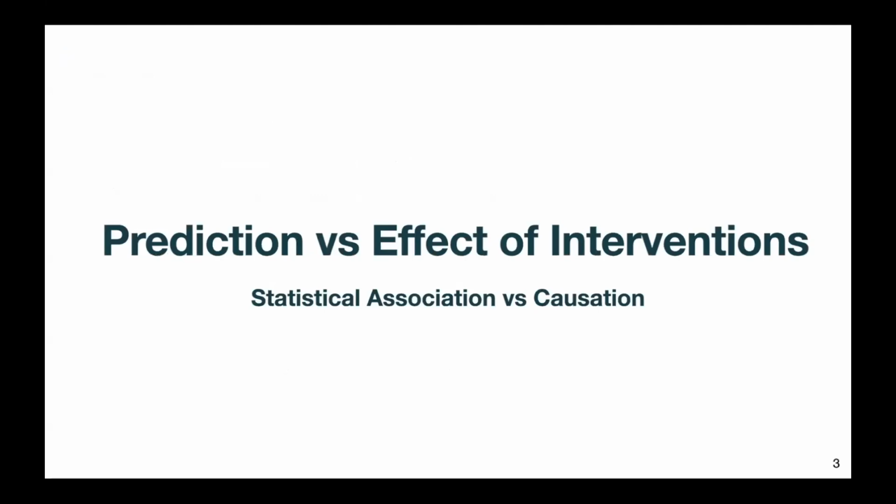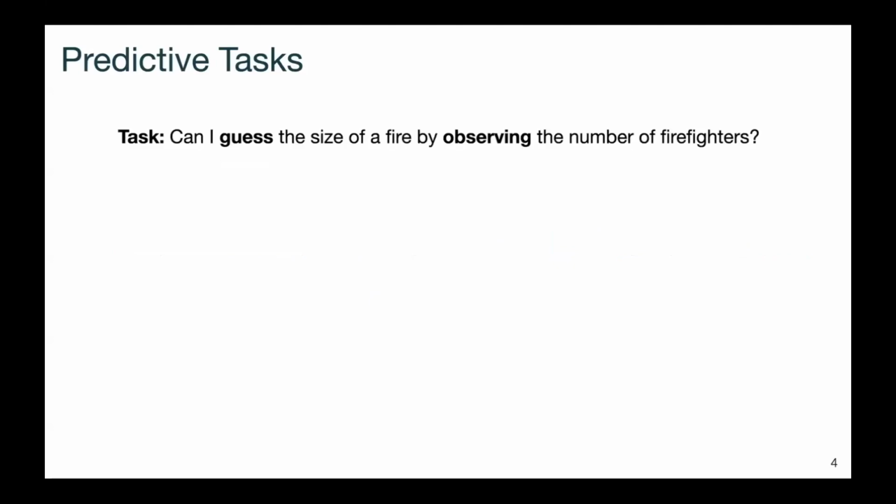Prediction versus effect of intervention. This distinction is really important because it helps us define what a causal effect is. Let's see an example. Suppose that I give you this task, just a guessing problem: can I guess the size of a fire by observing the number of firefighters? Imagine that you look through the window and there are like 100 firefighters there. Can you guess the size of the fire? It's probably very big, right?